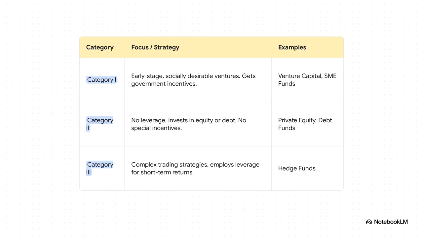It includes things like private equity and debt funds. The key here is no leverage and no special government perks. And finally, Category III. This is the wild side. We're talking about hedge funds that use really complex strategies, a ton of leverage, all to chase short-term returns. So you've got the socially desirable, the standard, and the sophisticated.